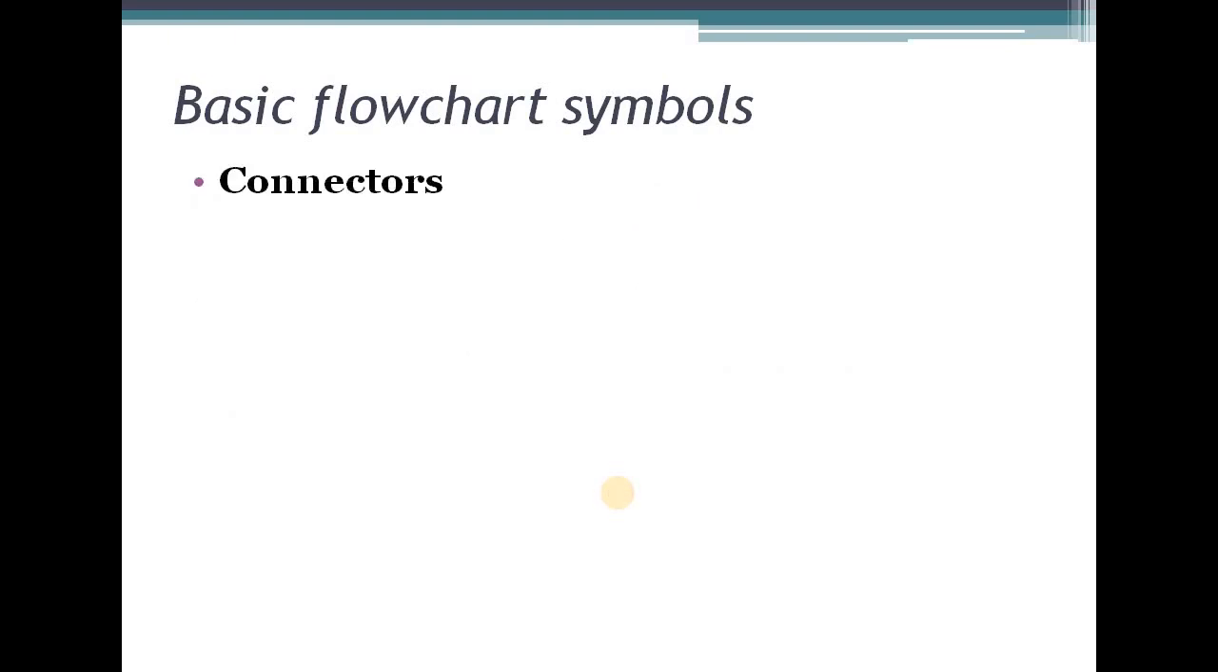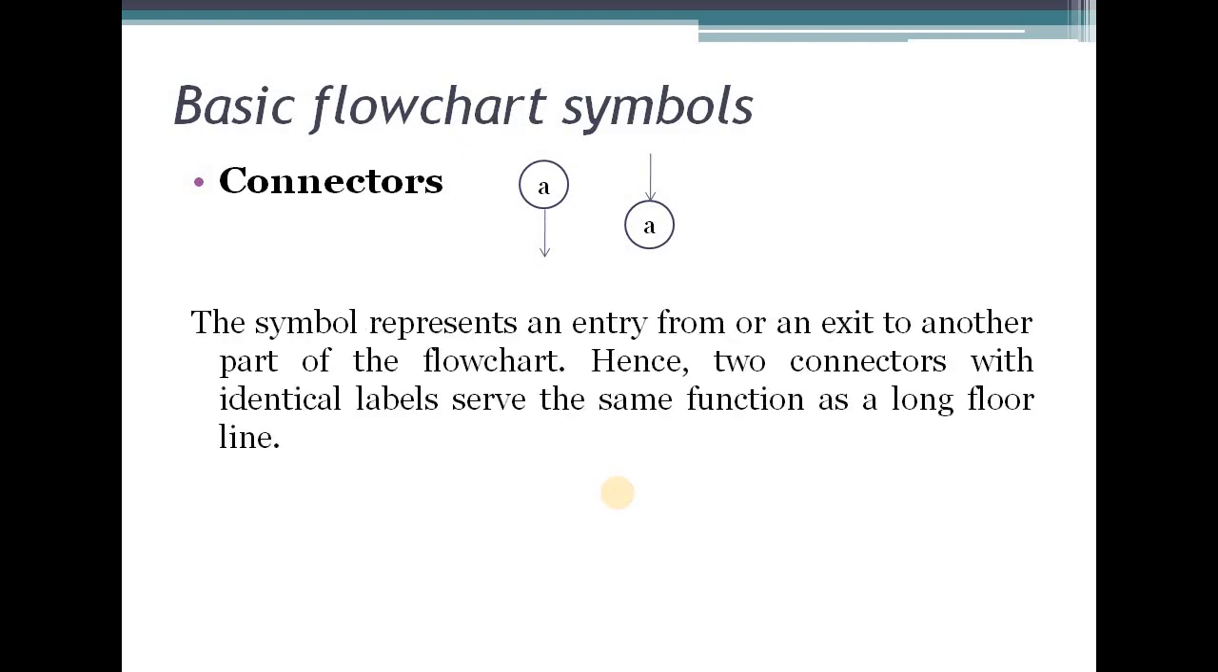And the last type of symbol is the connectors. We are going to use these connectors if our flowcharts continue on the next page. When a flowchart becomes complex, so that the number of flow lines and their direction are confusing, or when the flowchart spreads over more than one page, it is useful to utilize connector symbols as a substitute for flow lines. The symbol represents an entry from, this is entry from, and this is exit to another part of the flowchart.